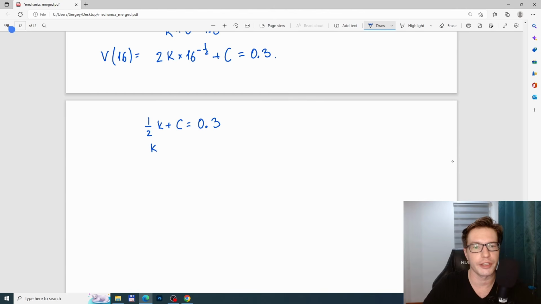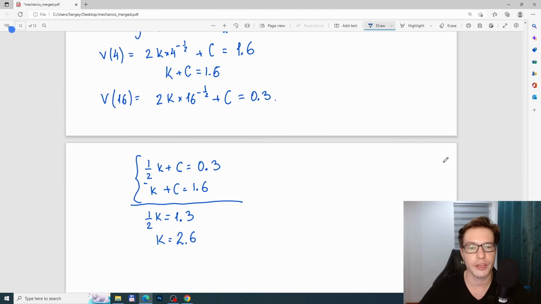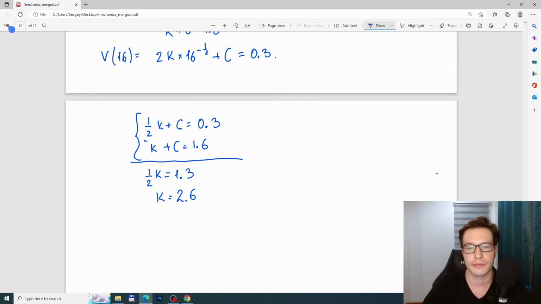Now let's add the first equation, k plus c equals 1.6, and we're ready to solve the simultaneous equations. I will subtract the first equation from the second one, so I'll get a half k equals 1.3. Now multiply both sides by 2 and we'll get 2.6. Woohoo, we got it. Now we'll have to find c, and we know that k plus c equals 1.6. So 2.6 plus c equals 1.6. So from here, c equals minus 1.